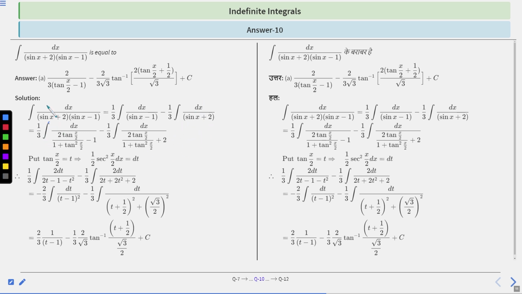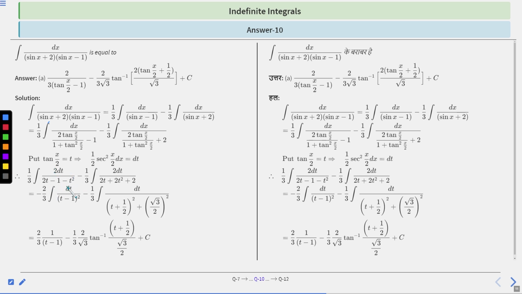Which is equal to 1 by 3 integration of dx upon sin x, which is 2 tan x/2 upon 1 plus tan square x/2, minus 1, minus 1 by 3 integration of dx upon 2 tan x/2 upon 1 plus tan square x/2, plus 2. Now put tan x by 2 is equal to t. Therefore, if you differentiate tan x by 2, it will be 1 by 2 sec square x/2 dx is equal to dt.